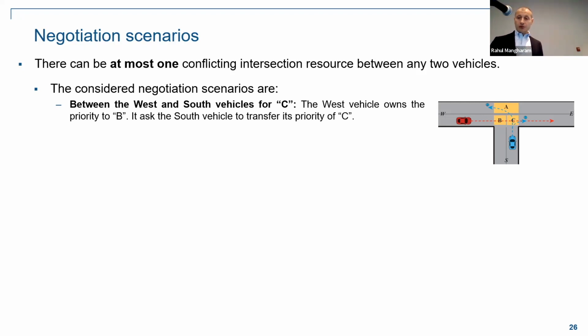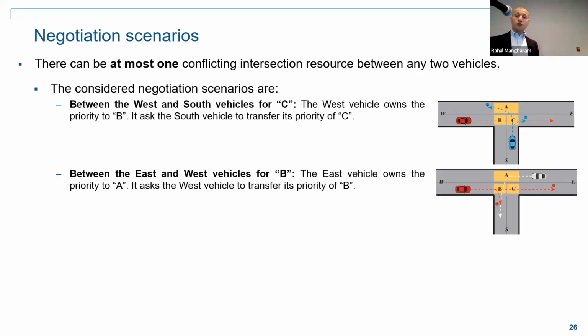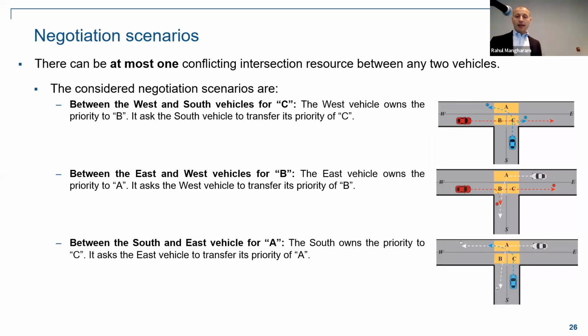In this case, we have the west car and the south car conflicting for zone C. In this case, it's the west car and the east car conflicting for zone B, right? Because they want to go down. And then the south car and the east car conflicting for zone A.